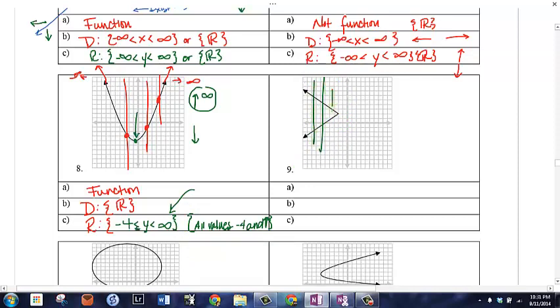So let's do one more quick one, because this video is getting kind of long at this point. So I'm going to shoot through this one rather fast. I'm going to draw some lines. There's some vertical lines. They're not perfect, but they'll work. And I'm noticing that I'm touching more than one time. So it's not passing the vertical line test, so it's not a function.